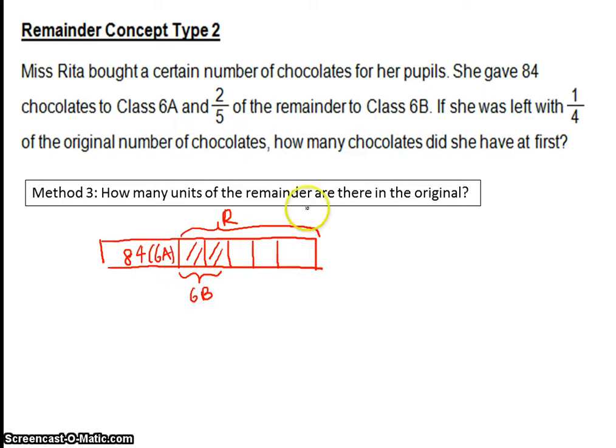And we know that from over here, she was left with 1/4 of the original number of chocolates. Okay, in our model, we know that this is our leftover. Okay, and merging this piece of information from the model and this piece of information over here, we know that this is 1/4 of the original.